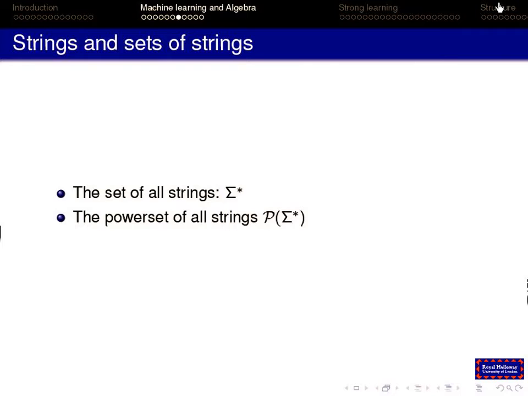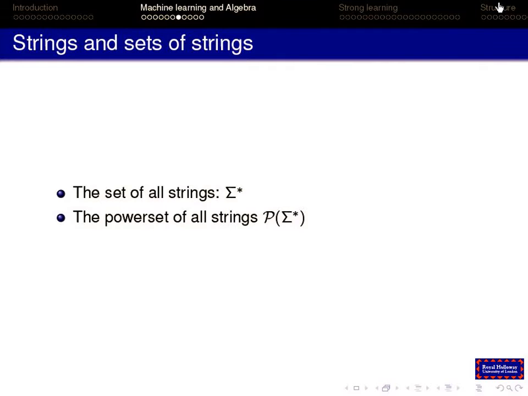So there are two spaces we might be interested in. One is just the set of all strings, which we write sigma star. But I think it's important here to lift from that to sets of strings, so we're going to consider the power set of all strings. So our input space, if you like, is going to consist of sets of strings. So this is the set of all infinite or finite sets of strings.